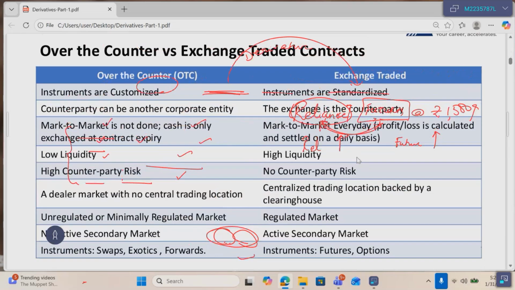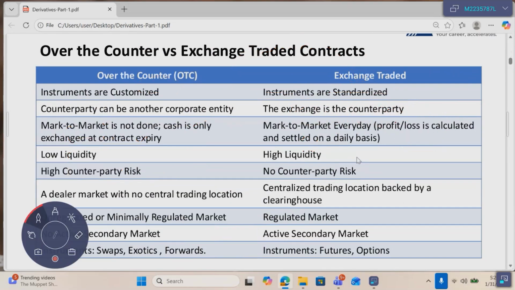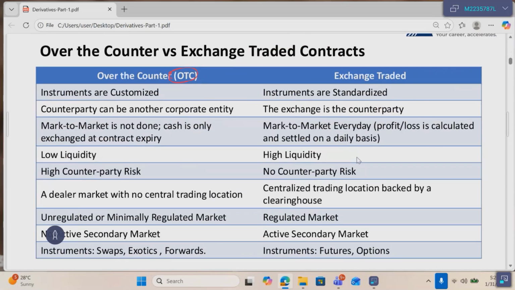Now, a derivative could be of two natures. Okay, it could be a derivative that is traded over the counter, meaning over the counter: you're the seller, I'm the buyer, or I'm the seller, I'm giving it to you over the counter, you take the money. So over the counter is like going to a shop and buying something; that is called over the counter.